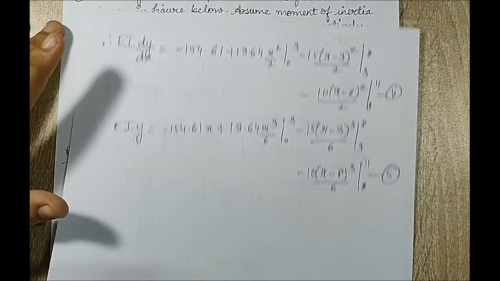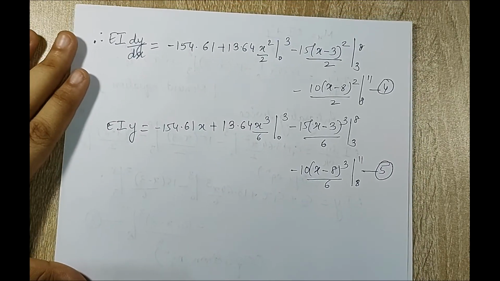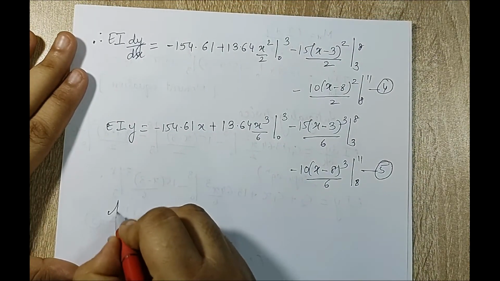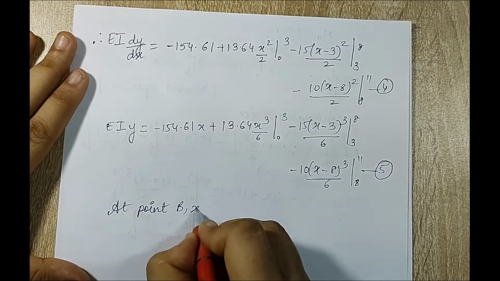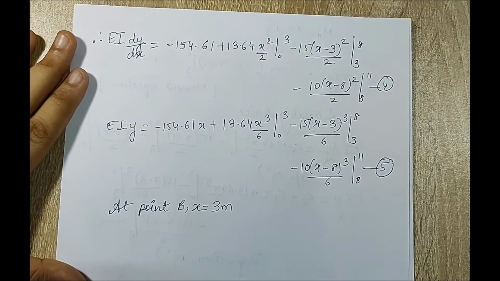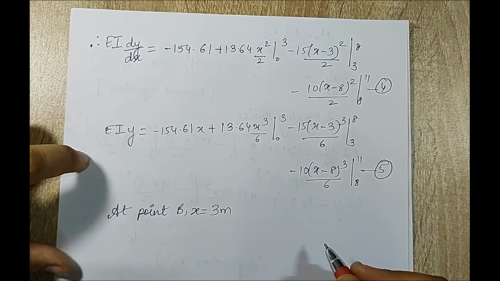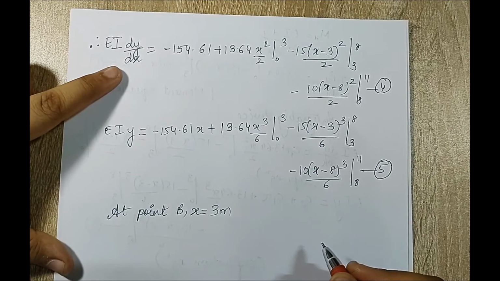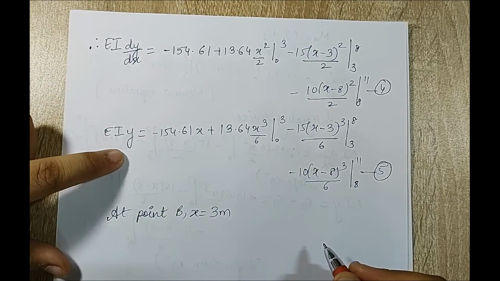So when I have to calculate deflection and slope, I'll first start with point B. At point B, the value of x is 3 meter. When I substitute this 3 meter in this equation and in this equation, I can easily calculate the value of slope, which is dy by dx at B, and y at B.